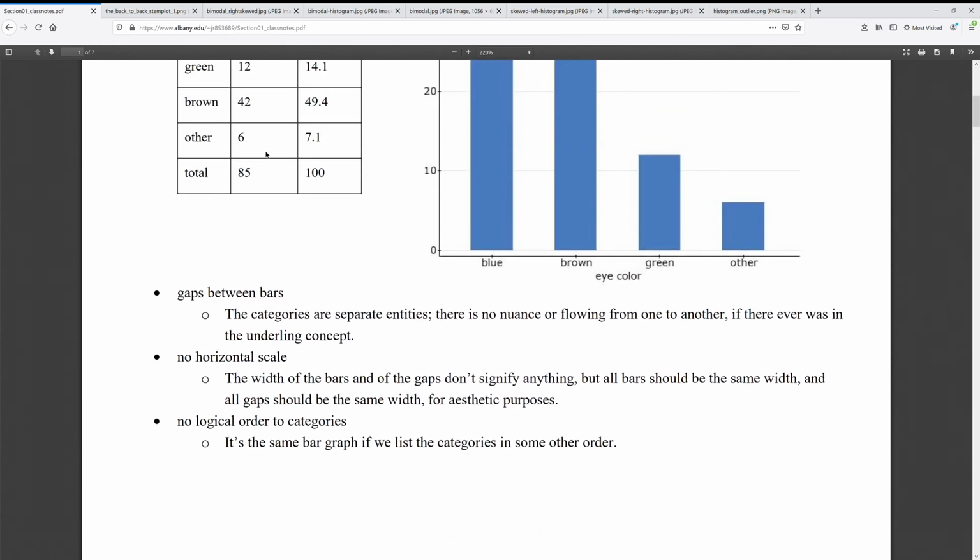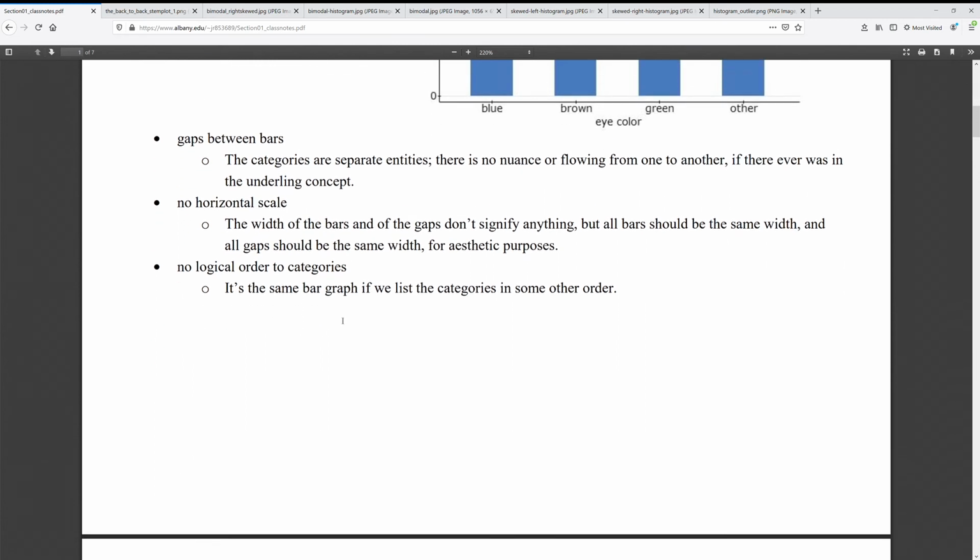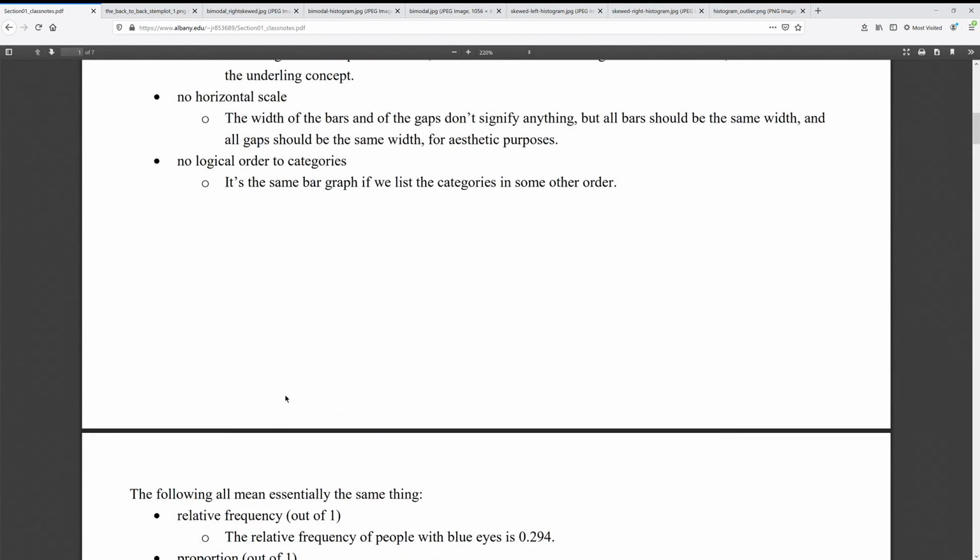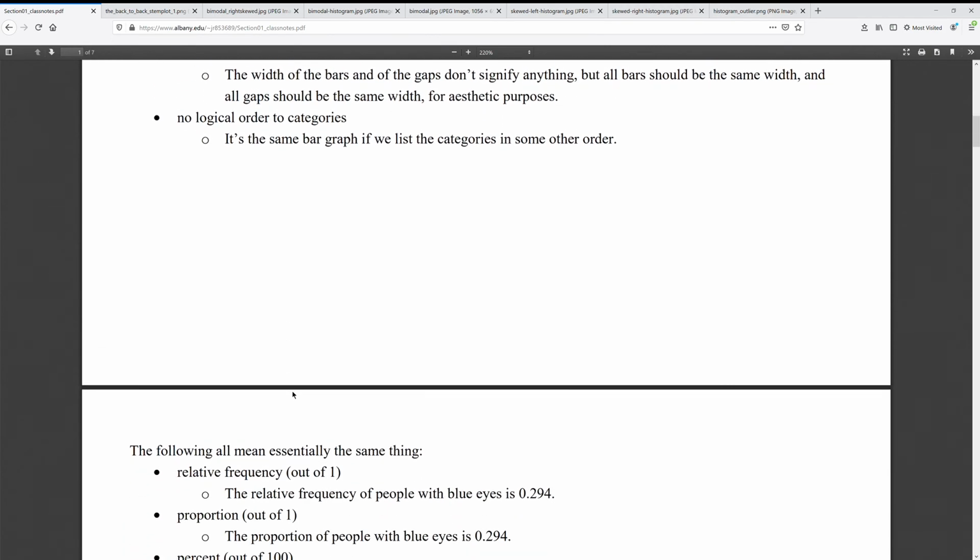The relative frequency of people with brown eyes is 0.494. The relative frequency of people with other is 0.071, and so on and so on. Start with relative frequency, just divide by the total. Proportion, divide by the total.